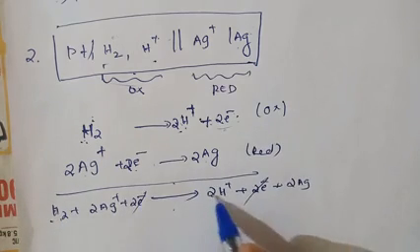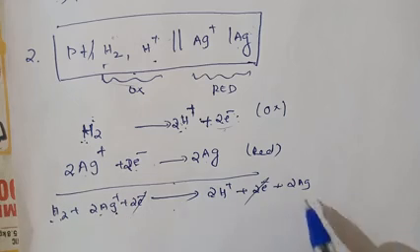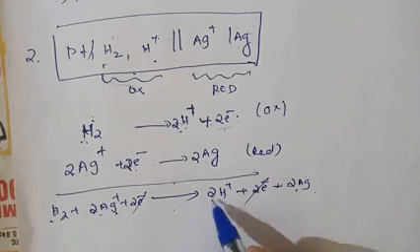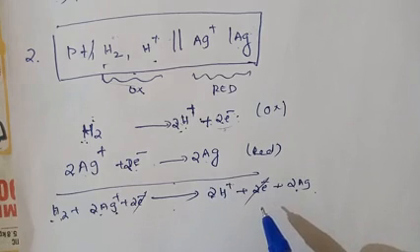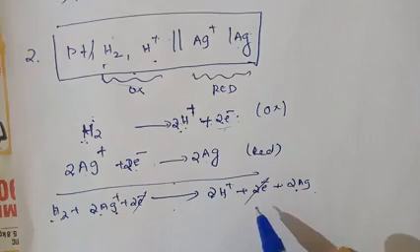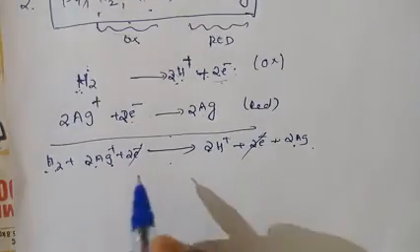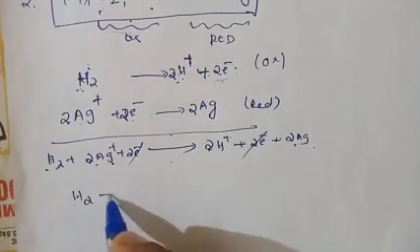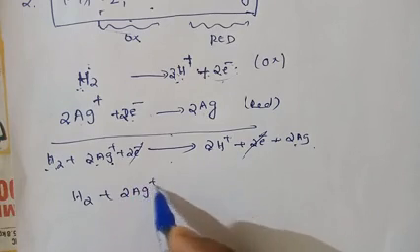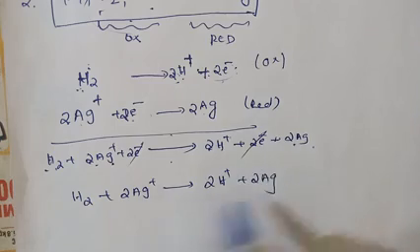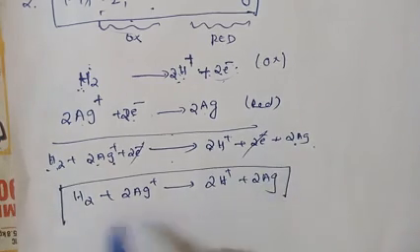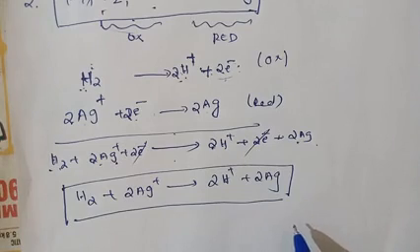2 hydrogens are there, 2 hydrogens are there. 2Ag is there, 2Ag is there. 2 plus charges are there, 2 plus charges are there. All charges are balanced. No need to balance in acidic or basic medium. It is easy to balance. So here the balanced equation we obtained is H2 plus 2Ag plus gives 2H plus plus 2Ag, which is the cell reaction.